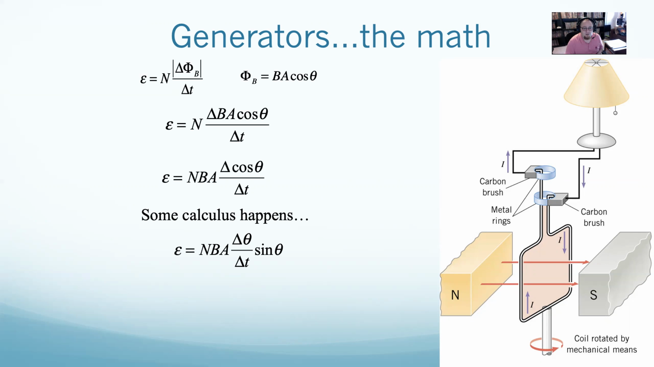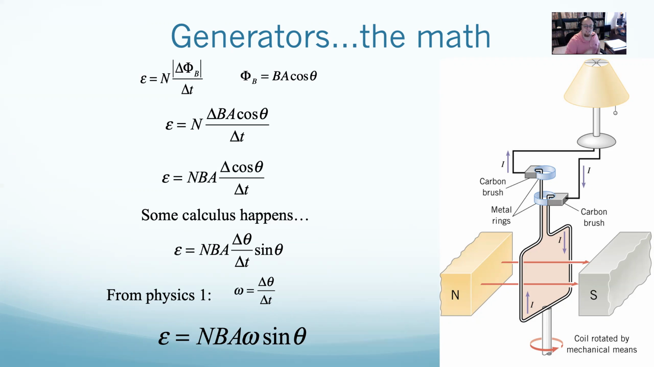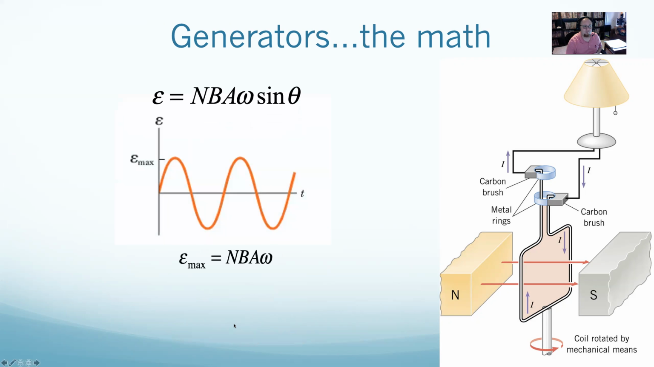From physics 1, though, we know change in angle over change in time is angular velocity. And so what happens is that an EMF is produced of NBA, the angular velocity, times the sine theta. But that means as it spins, the EMF changes. And a sine theta can go everywhere from 1 to -1 and back and forth. So when this spins, you create an EMF with a maximum magnitude of NBA omega that bounces up and down as a sine wave.